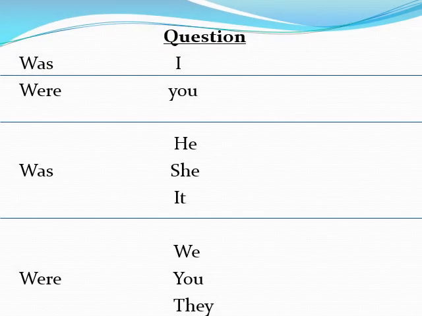The next one is question. Question means السؤال. Just put was or were at the beginning of the question, before the pronoun. For example, was I, were you, was he, were they.